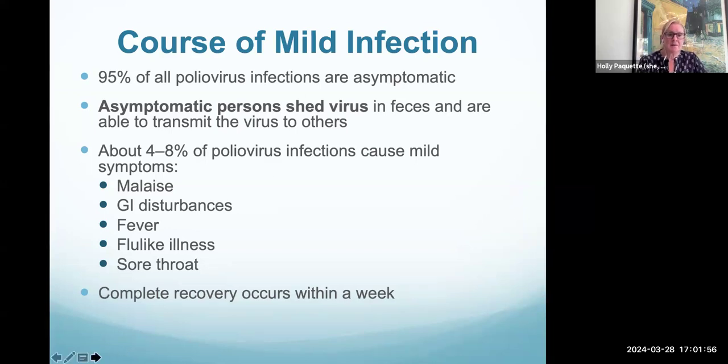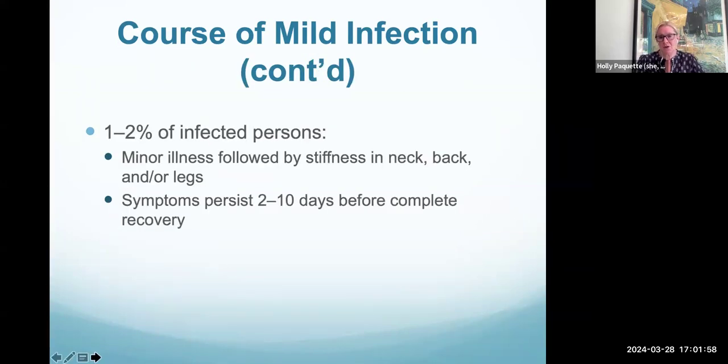With that, we know that in 1 to 2% of those infected people, there could be minor illness that's followed by a stiffness in the neck, back, and/or legs. And this, again, would still be part of the mild infection, and we could have symptoms that might persist 2 to 10 days before completely recovering. But in mild infection, we expect this kind of complete recovery. And again, this was a small percentage of all the people infected, but all of the people could still be spreading it.